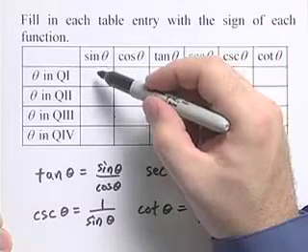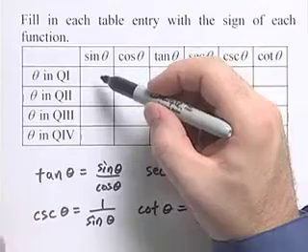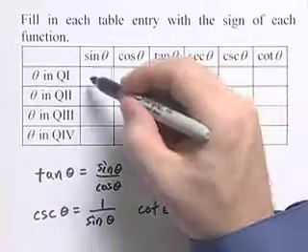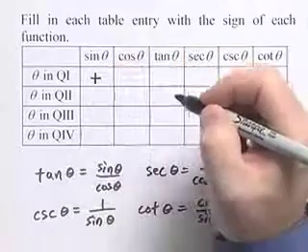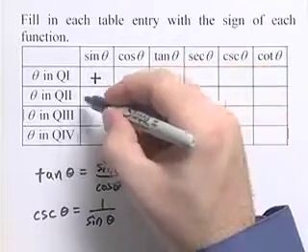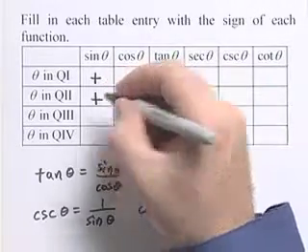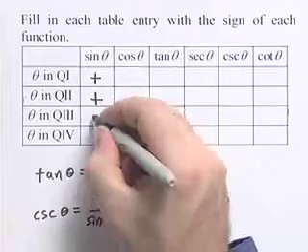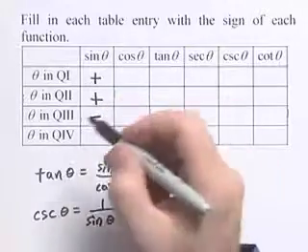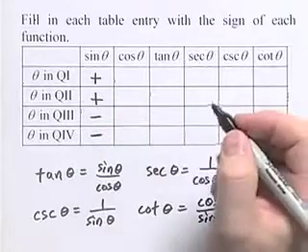So we'll start off with sine. Remember that the sine corresponds to the y coordinate. In quadrant 1, the y values are positive, so the sine is positive. In quadrant 2, the y values are positive, so the sine is positive. In quadrant 3, the y values are negative, so sine is negative. And in quadrant 4, the y values are negative, so the sine is negative.